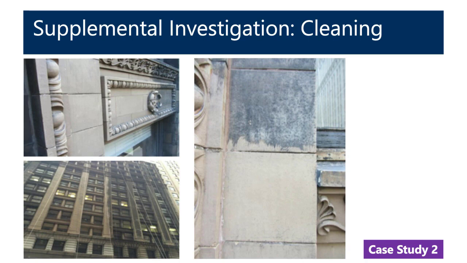Oftentimes we have to get up and do trials and understand what system's going to work best and be gentle enough to not cause damage to the building. So for example, on this building, it had to be cleaned twice, meaning that the black soiling was removed with the initial cleaning, and then there was an orange soiling under the black soiling, which is something we could have never known until we started to do the supplemental investigation and trials.